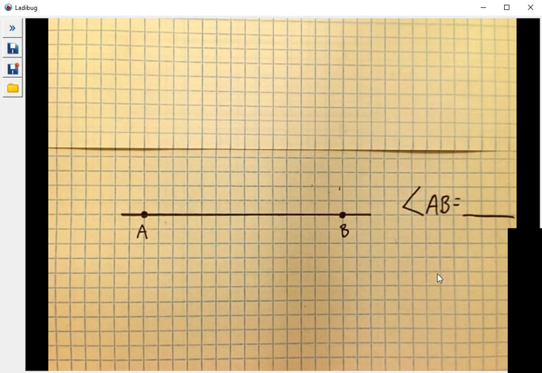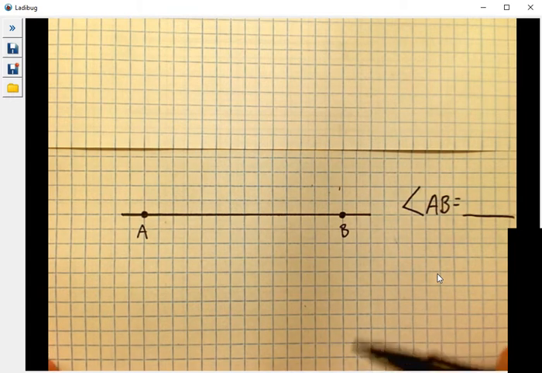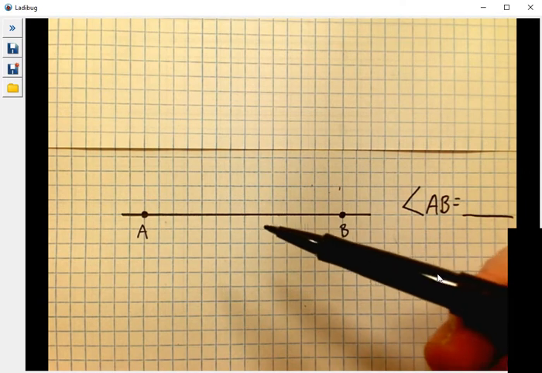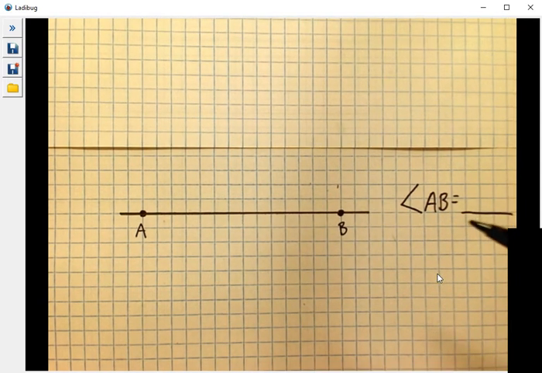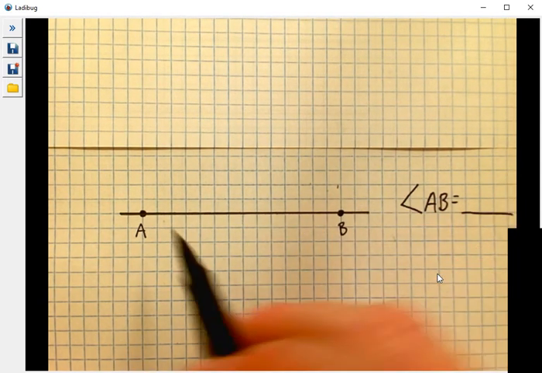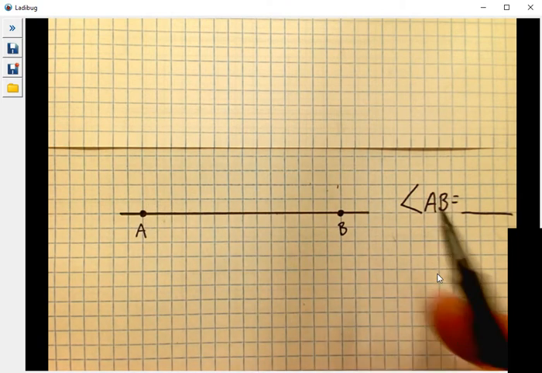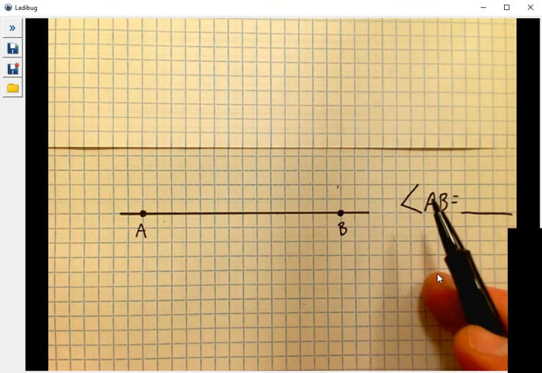In this video, we are going to look at angle measures for straight lines and angle measures when we bisect these lines. So let's start with a straight line. Take a look at our line here, AB. It's a straight line. And I ask, what's the angle measurement of angle AB?